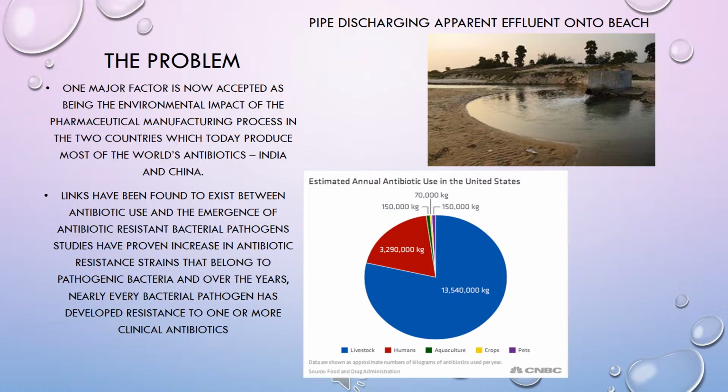And at the top right-hand corner, you see a picture, which shouldn't surprise you, of a pipe discharging apparent effluent onto a beach, which is direct water pollution, which we went over in class again. Overall, the use of numerous antimicrobial agents as treatments in animals, humans, and plants health maintenance is a worldwide practice, providing both desirable and undesirable consequences.